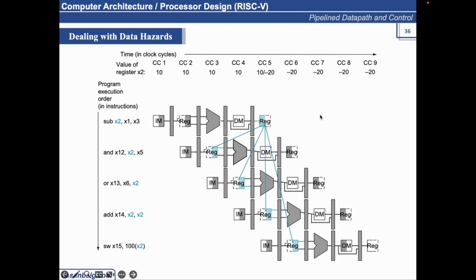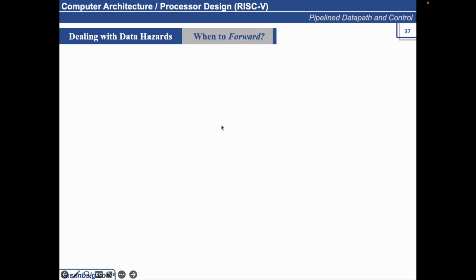So we can actually solve it with the help of forwarding. But how does the processor know whether the data is to be fetched from the register file, or fetched from the ALU, from the execution phase? So we need to study when to forward. What we do is we pass the register numbers along the pipeline.